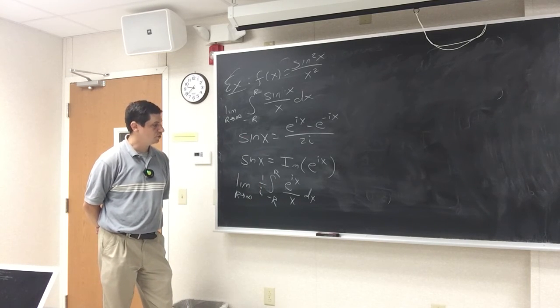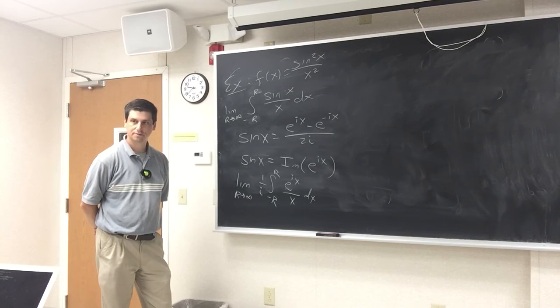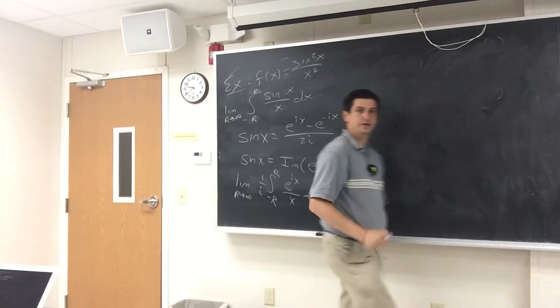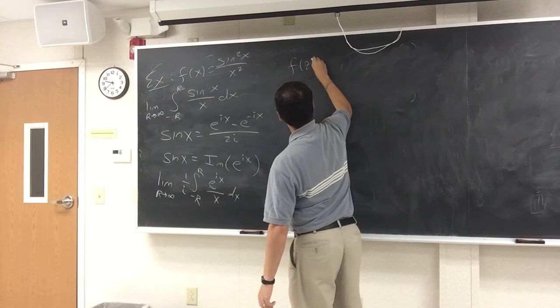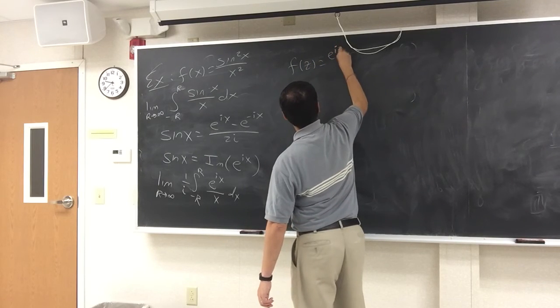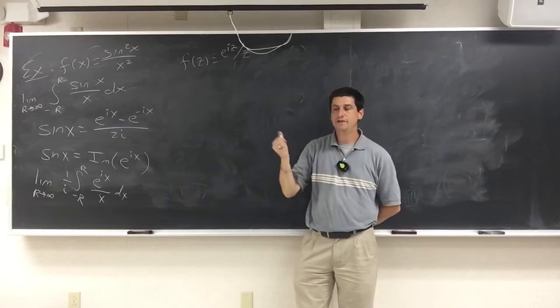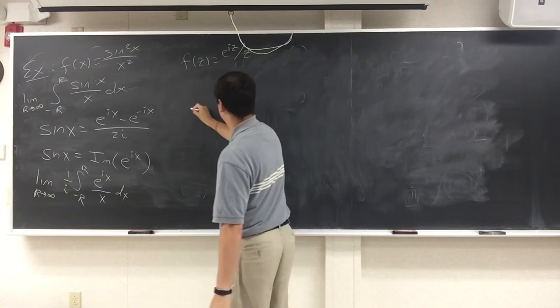All right, so now we need to choose our contour. We have to be a little bit careful. Where is this function problematic? At x equals 0. So our function is f of z equals e^(iz) over z. We can't have a contour that goes through 0 because the function blows up there. So we have two options.